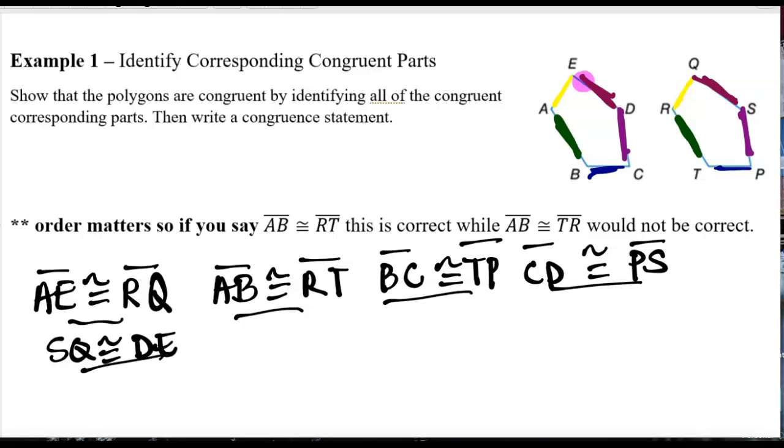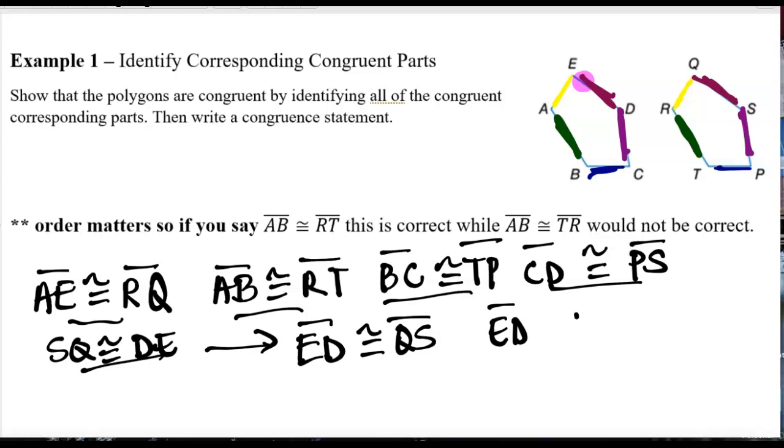One thing to note though, if you went in the reverse order, let's take this one for example. If you said ED is congruent to QS, that's okay. What you cannot do is say ED and then SQ, because the order isn't the same. You're going in this direction and then you're going in this direction.